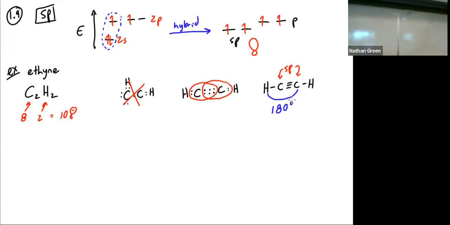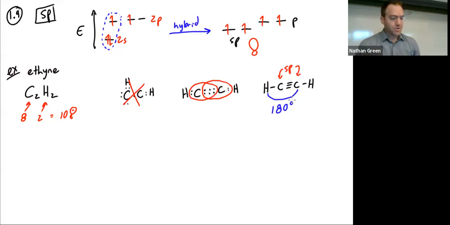So let's put them all together in a delicious hybridization sandwich. If you are sp3 hybridized, you have a bond angle of 109.5. What shape does that give you? Tetrahedral, very good. If you're sp2 hybridized, you have a bond angle of 120, which gives you a shape of what? Trigonal planar, very good. And if you are sp hybridized, you have a bond angle of 180, which makes you linear. Make sense for the bond angles?